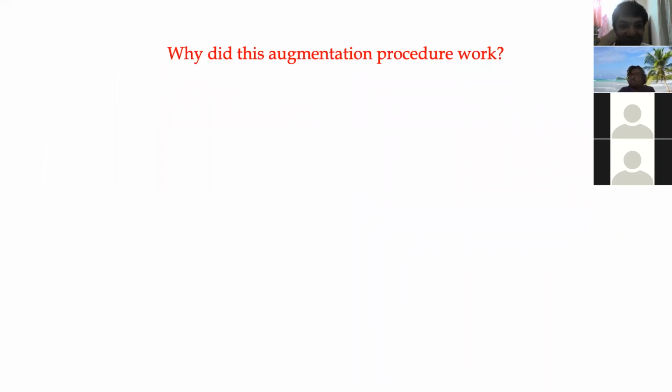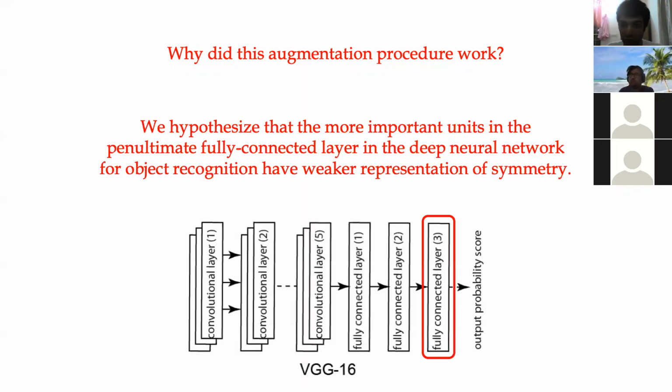Okay, so you might be wondering why this augmentation procedure actually worked. What is it about the representation in the final stages of CNN classification that will be boosted by introducing symmetry-related features? We hypothesized that the more important units in the penultimate fully connected layer of a deep neural network trained on object recognition have weaker representation of symmetry.